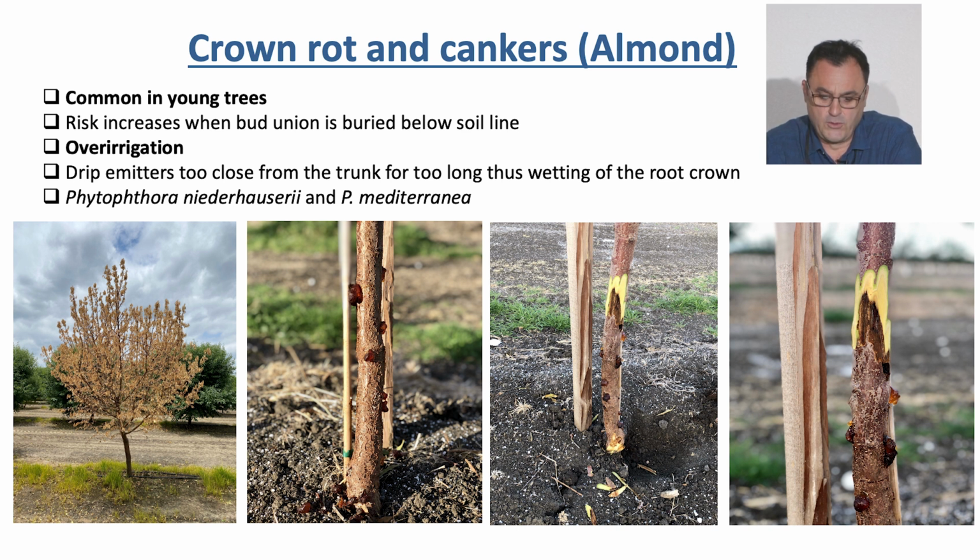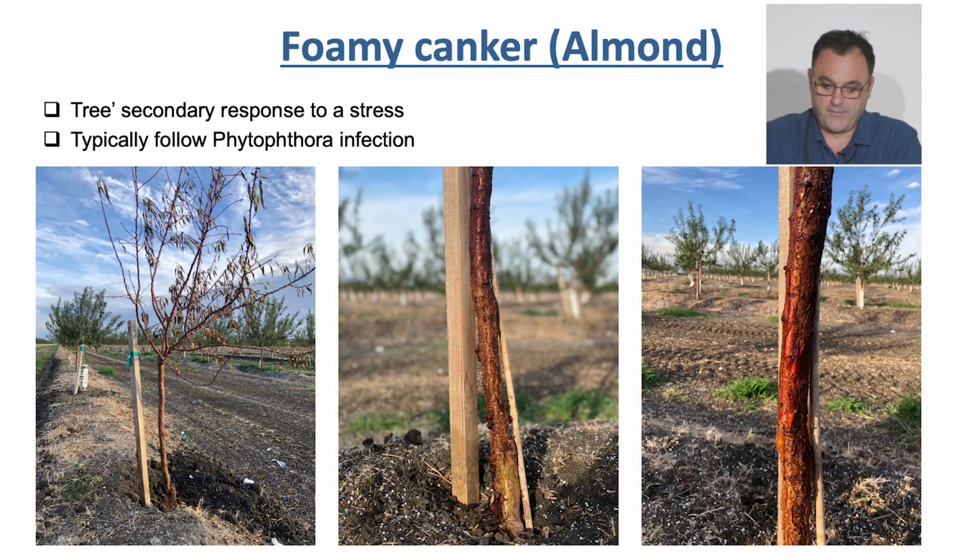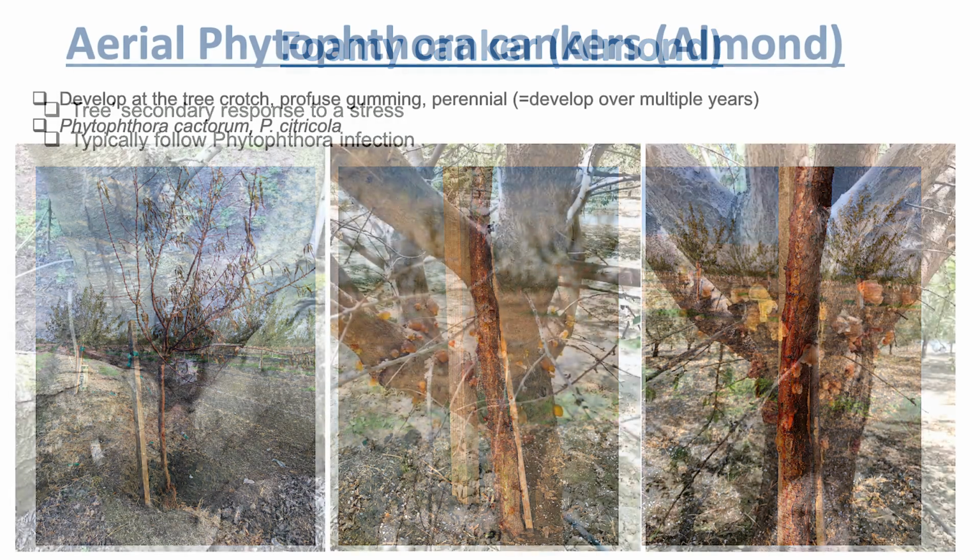We have two species that were only reported recently affecting almonds, and those are Phytophthora nidarocereae and Phytophthora mediterranea. I like to point out foamy canker when I talk about Phytophthora because for a long time we've been speculating what foamy canker is. It is my conclusion that foamy canker is a response of the tree to an infection of Phytophthora. Sometimes you don't detect it that easily because the infection may be below ground, but there have been many situations where we've seen trees foaming with this bright orange color on the trunk in orchards that were affected by Phytophthora.